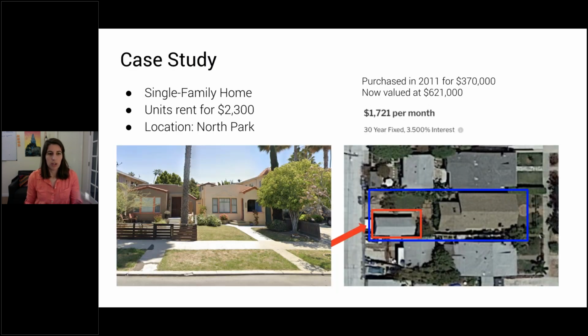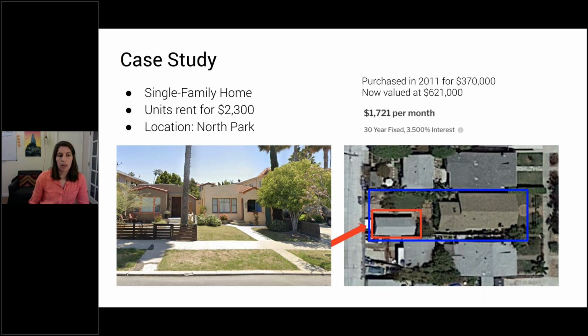So I wanted to give you guys 2 case studies. This one was a project we did in North Park, which is in San Diego. It was a single family home. They had purchased the home in 2011 for $370,000. The house is now valued at $621,000. So some rough back of the napkin math, about $250,000 in equity. Their mortgage right now is just over $1,700 a month.